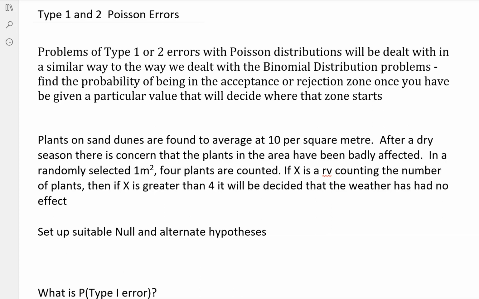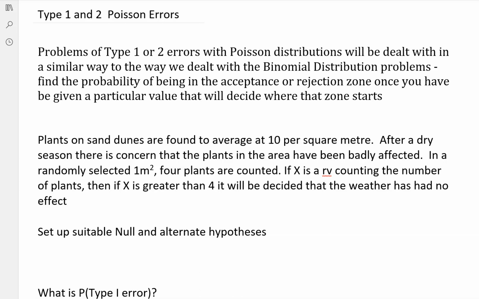If the number of plants is greater than 4, then we will say that the null hypothesis has not been disproved, that we can accept the null hypothesis. If it's less than or equal to 4, because they say if X is greater than 4, then it will be in the rejection zone and we will reject our null hypothesis. So, first of all, we need to set up what the null and alternate hypotheses are.